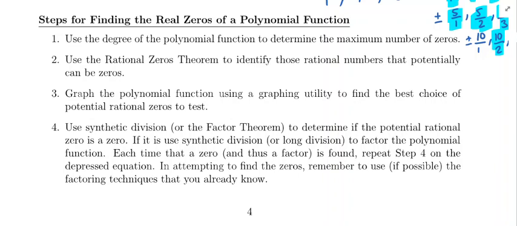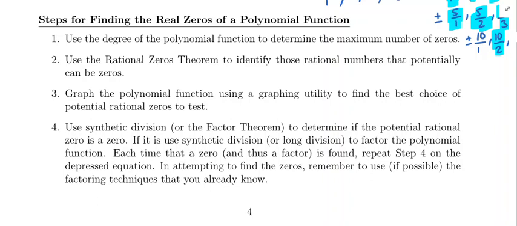This is a list of steps that you can take for finding the real zeros of a polynomial function, and ultimately this will lead you to factor the polynomial. Okay, so I'm just going to read through it and then we will start doing examples. Number 1, use the degree of the polynomial function to determine the maximum number of zeros.